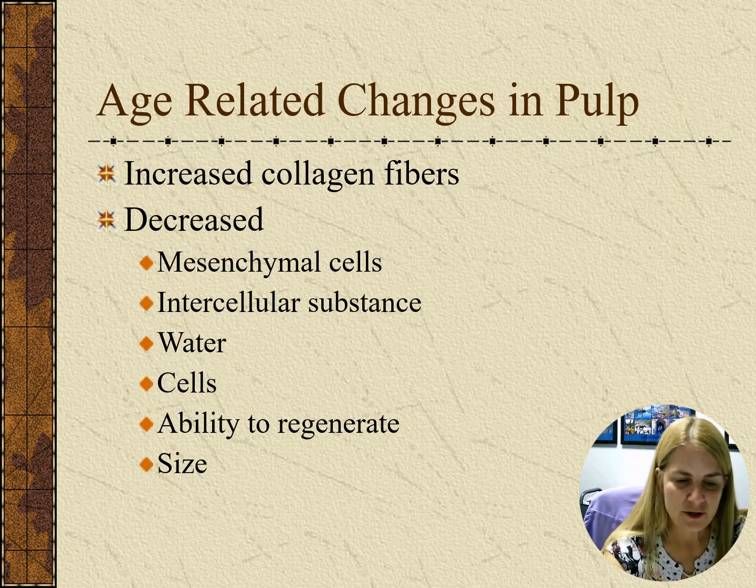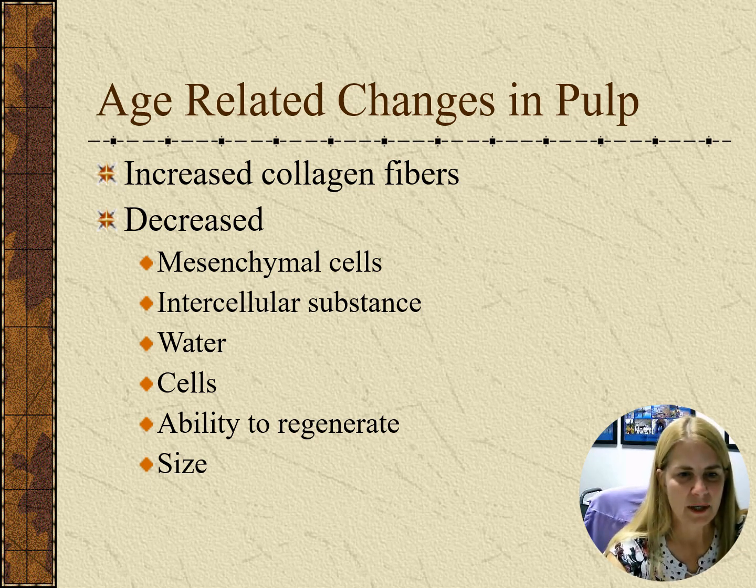As the tooth ages, the pulp decreases in size with continued deposition of dentin. The function of the tooth pulp is production of secondary dentin throughout life. That's the most important function of the pulp. Pulpal cells decrease in general, cell activity decreases, and aging decreases the pulp's ability to respond to injury and repair itself.